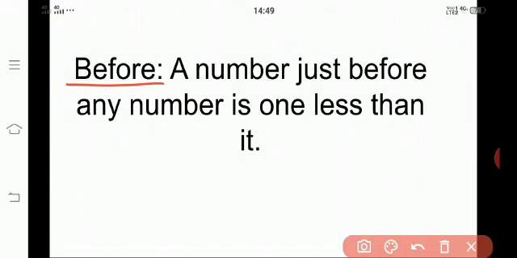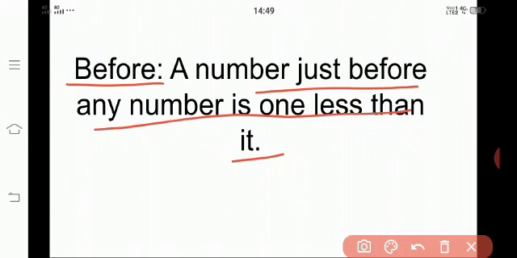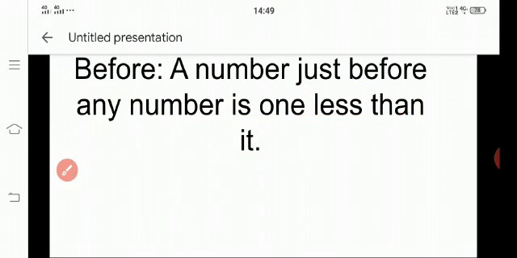What is meant by before number? A number just before any number is 1 less than it. That 1 less than is nothing, we just subtract 1 from the given number. Okay children, shall we move on to the example?